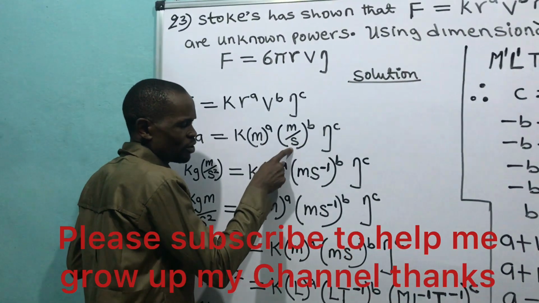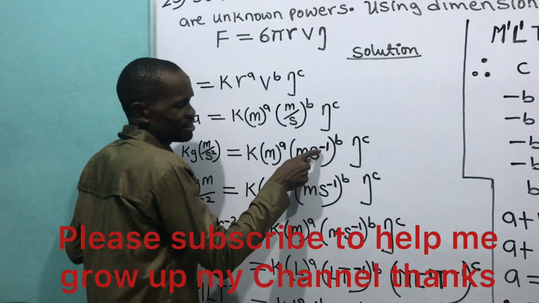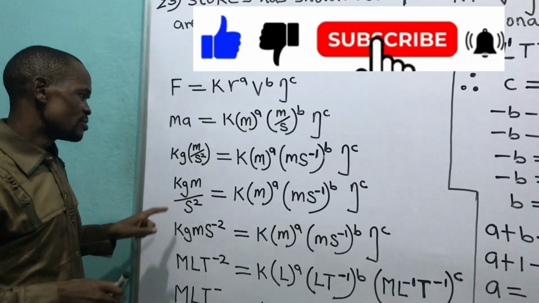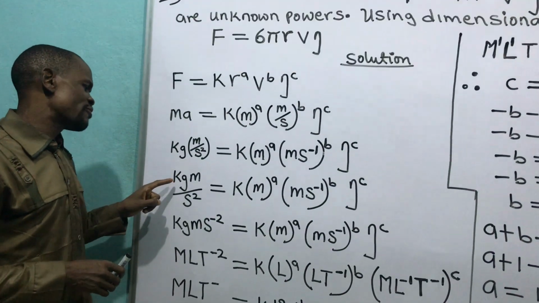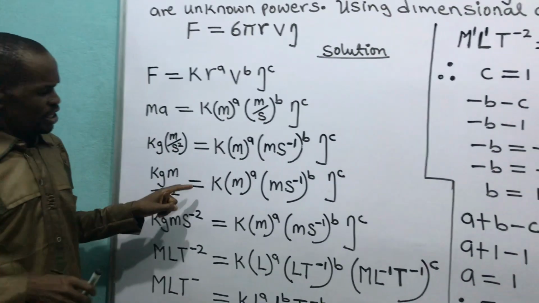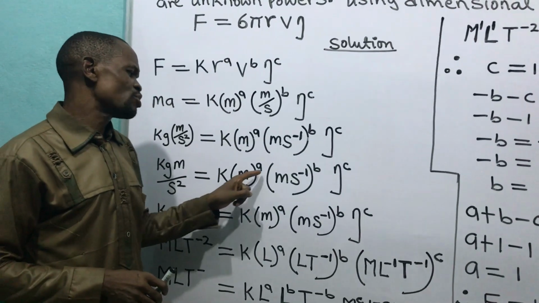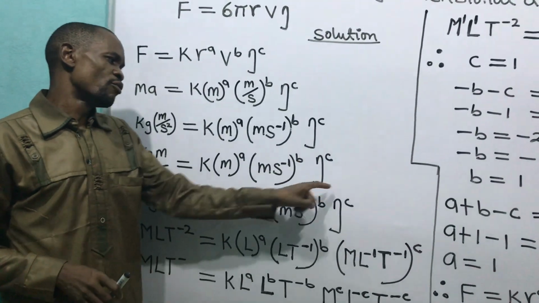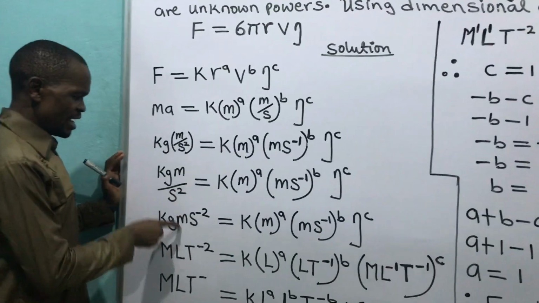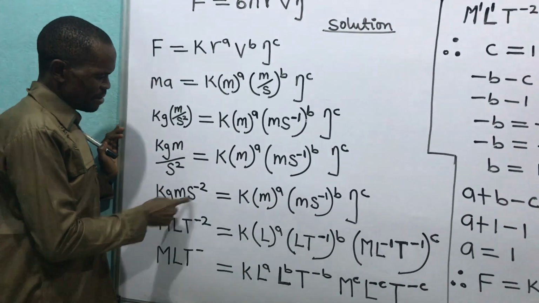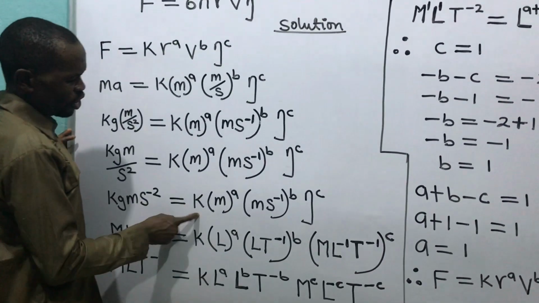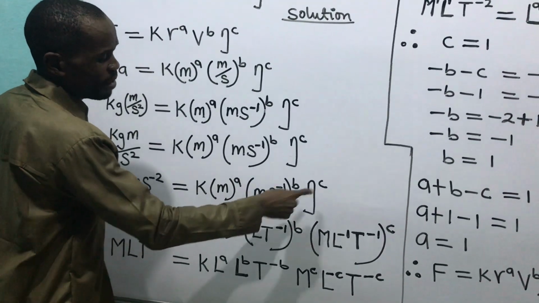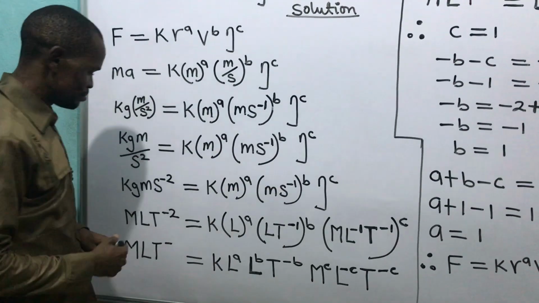Then meter per second can be written as meter seconds raised to power minus 1, B, and the coefficient of viscosity. Then resolving this, we have kilogram meter per second squared equals constant, meter raised to power A, and meter seconds raised to power minus 1, all raised to power B, coefficient of viscosity raised to power C.